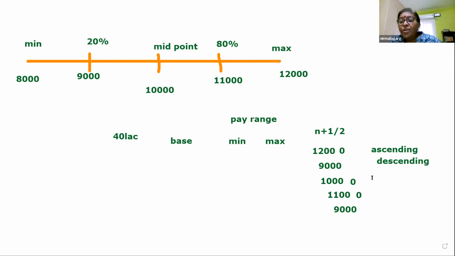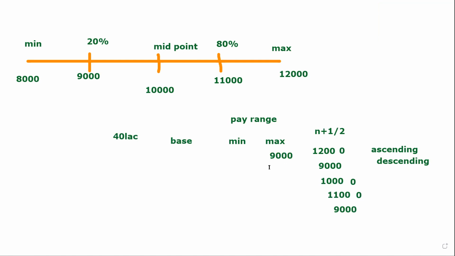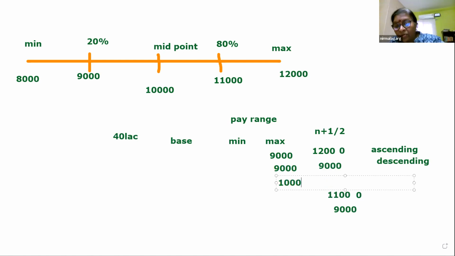After you have done that ascending or descending order, then you have to use this formula n plus 1 by 2. What is n plus 1 by 2? N is called the number of items. So if I were to quickly do the ascending order, just see. What is the smallest here? The smallest number is 9,000. Again, 9,000. 9,000. Then 10,000.